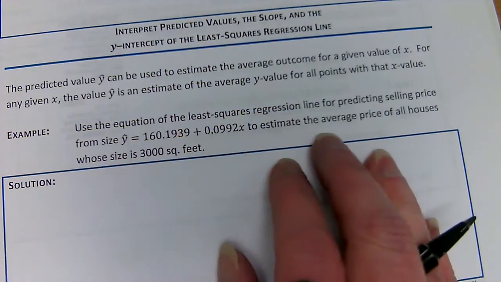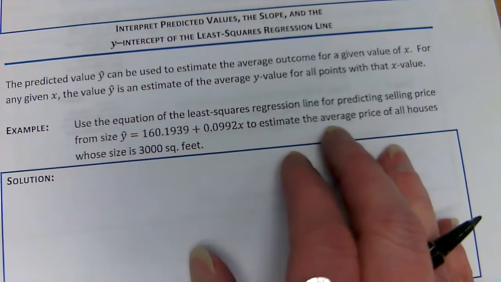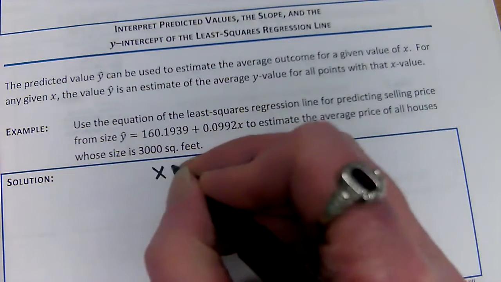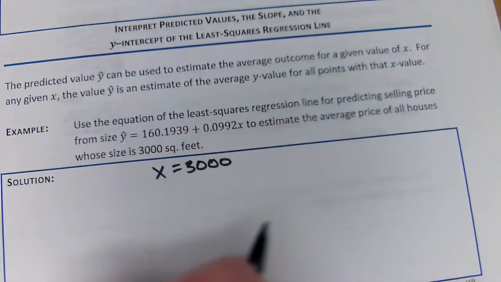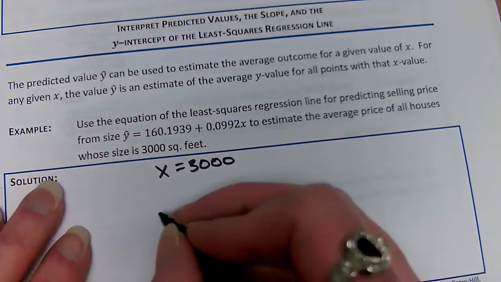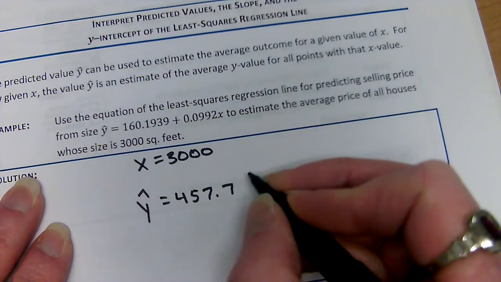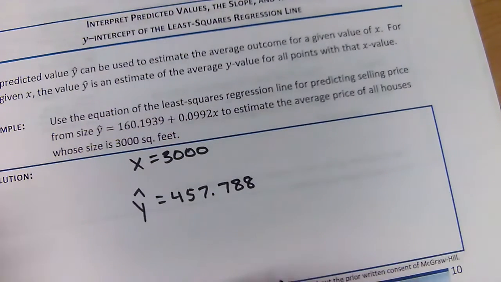Use the equation to estimate the average price for all houses whose size is 3,000. Well, we'd plug in X is 3,000. And it says the predicted Y is 457.788. So that would be the estimated price.